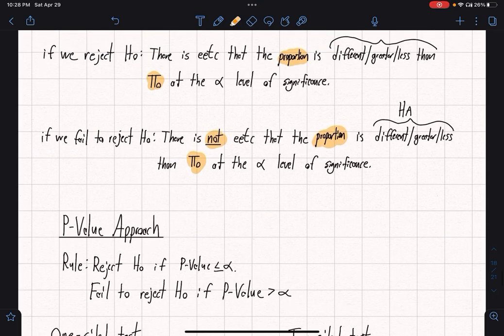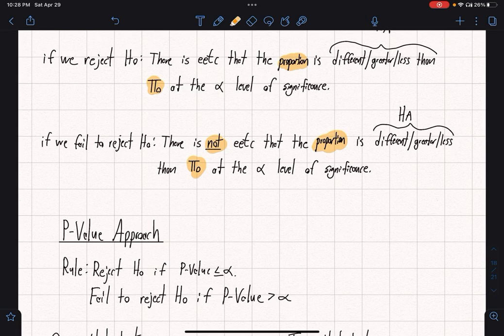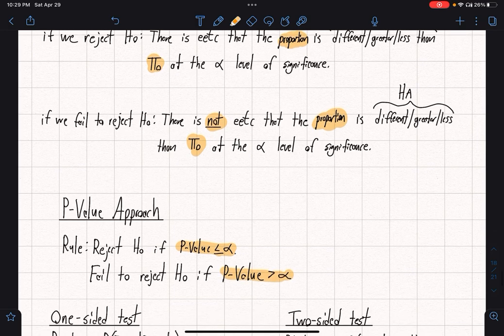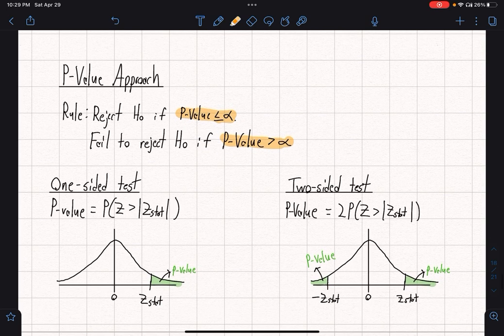And then the p-value approach, our rule is the same. We reject h0 if p-value is less than or equal to alpha, and we fail to reject if p is greater than alpha, which is exactly the same as it used to be. And then, of course, our formulas just changed slightly, so that with the one-sided test, we now have z's, z-stat, and z-stat instead of t's. And then for the two-sided test, we multiply by 2, and we now have z's instead of t's. Other than that, it's all the same.